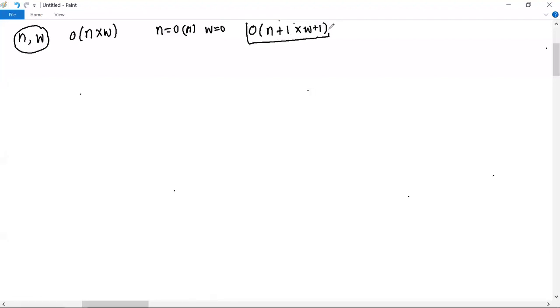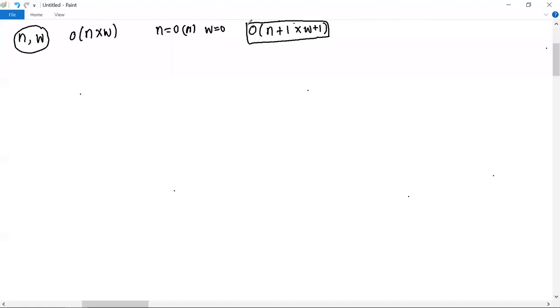Yeah, let me repeat, sir. Now let us take the number of objects as n and the total capacity of the knapsack as w. So we need a table of size O of n into w. But to consider the base condition of number of objects equal to 0 or weight equal to 0, we take the table size as O of n plus 1 into w plus 1. This will be your table size.